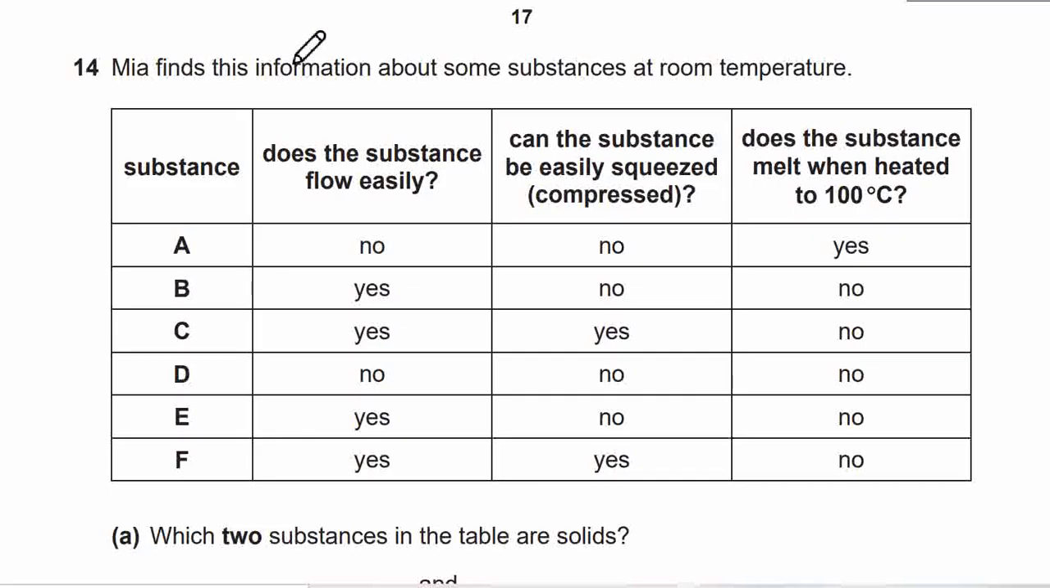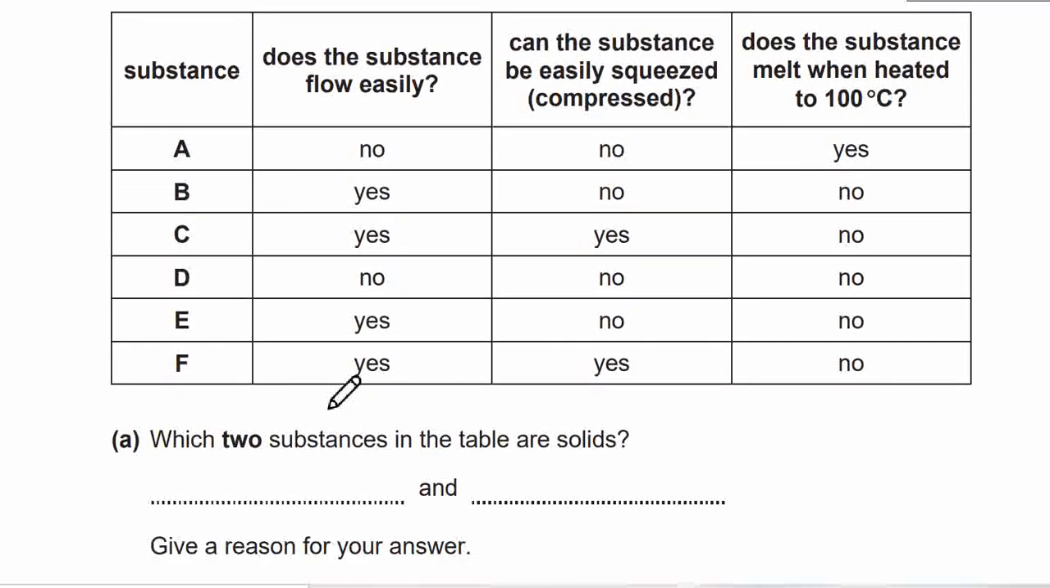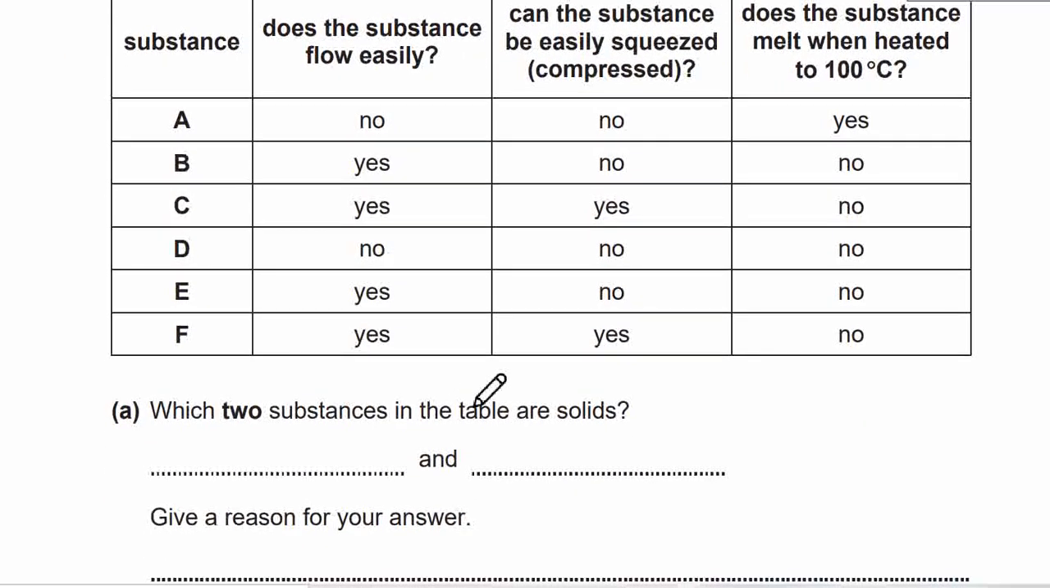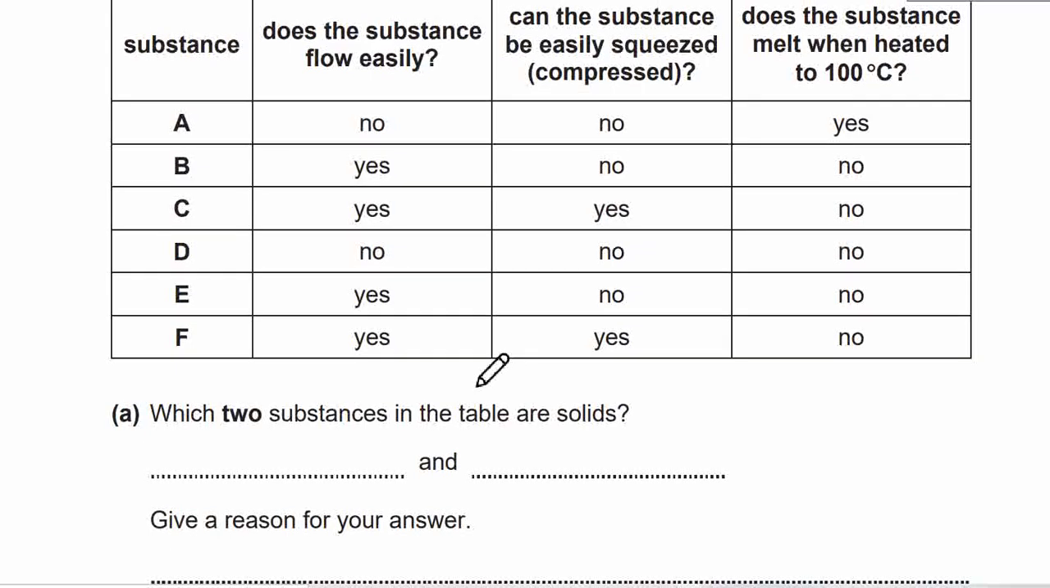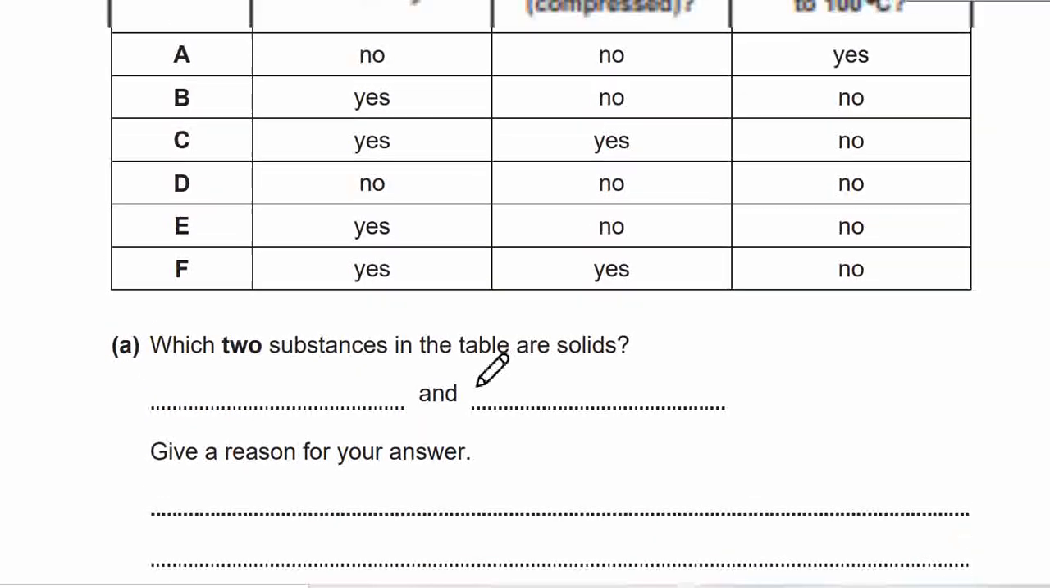Question 14. Mia finds this information about some substances at room temperature, substance A, B, C, D, E, F. Does the substance flow easily? Can the substance be easily squeezed or compressed? Does the substance melt when heated to 200 degrees Celsius? Question A. Which two substances in the table are solid? And give a reason for your answer.